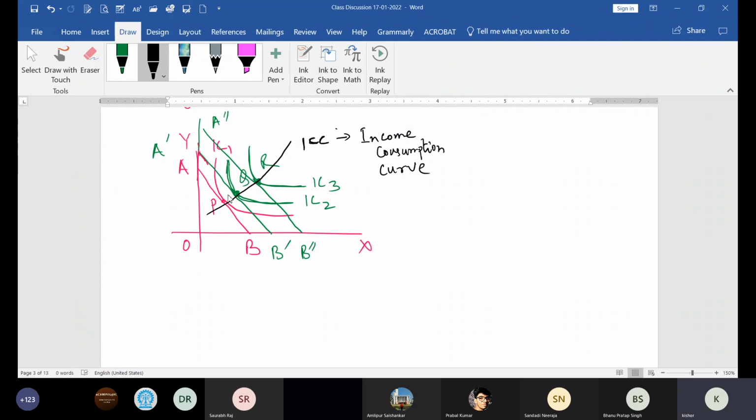All other things are at a certain level. Means per unit price of X and Y is not changing. Consumer's taste and preference is not changing. Consumer is still looking for more quantity of X and Y. So it is the locus of points of equilibrium that represents different combinations of two commodities a consumer purchases at different levels of his or her income.